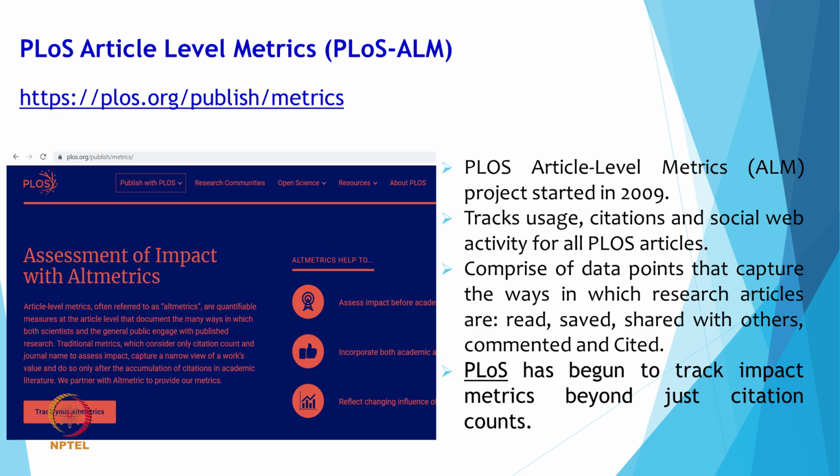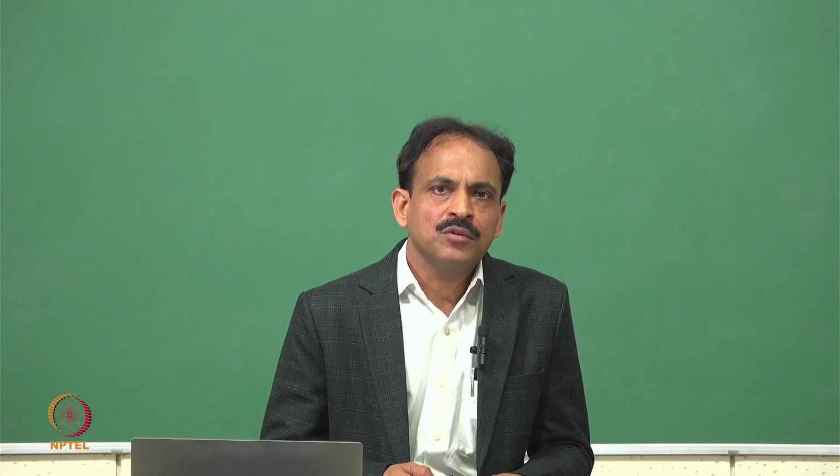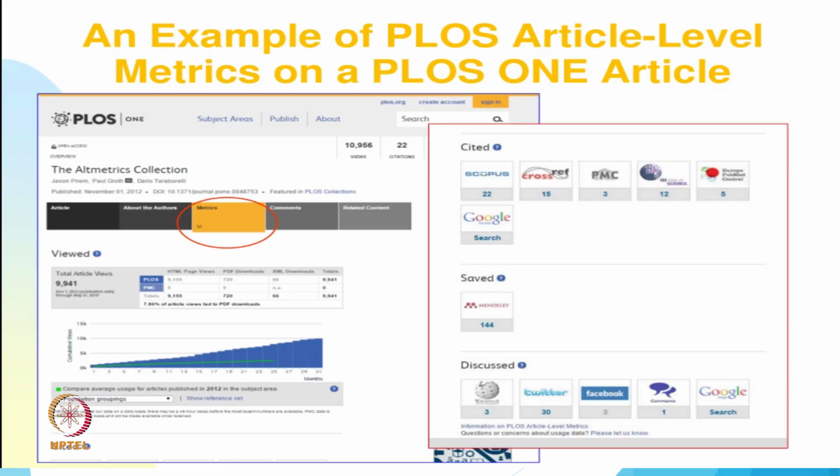These metrics comprise data points that capture the ways in which research articles are read, saved, shared, commented on or cited. PLOS has begun to track impact metrics beyond just citation count. It has developed software that will track the number of times an article is shared using social network tools such as Facebook, Mendeley, and some of the other social media websites.